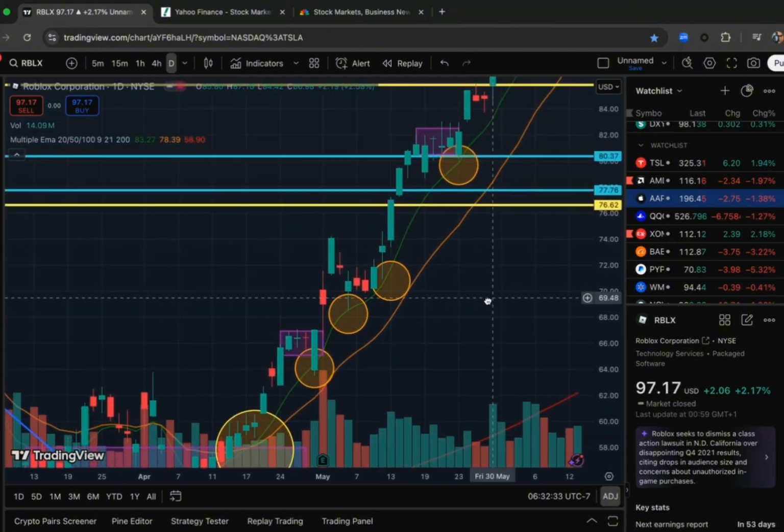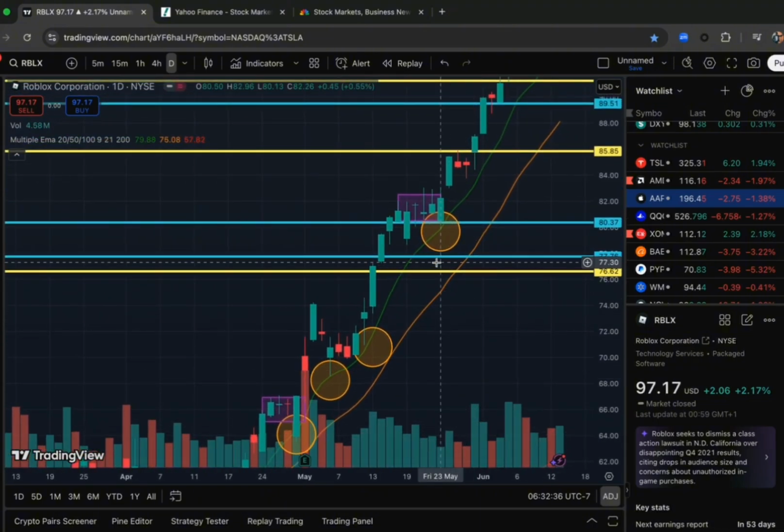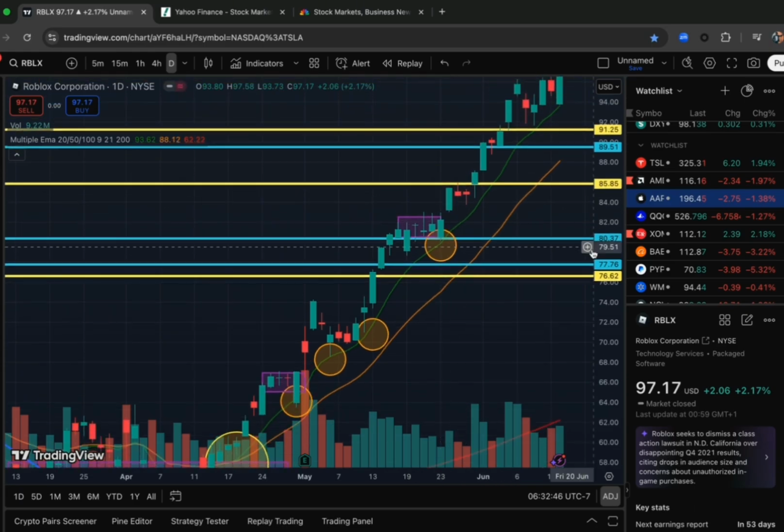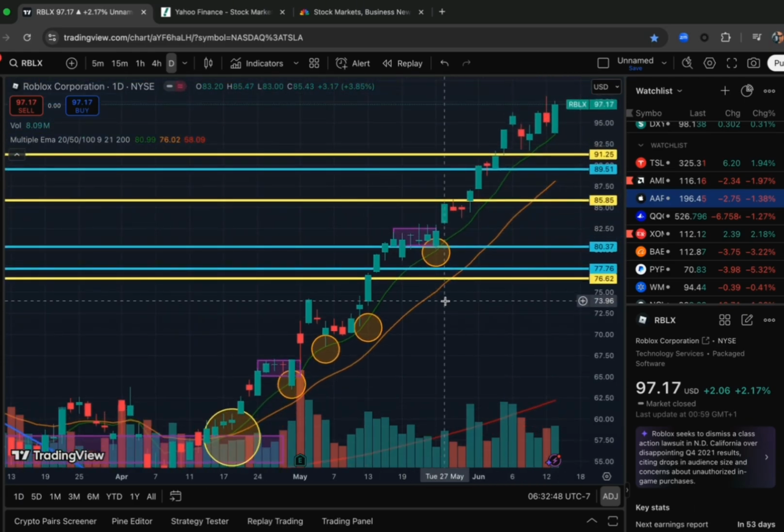Now, I have about 3-4 lines here, which are my resistance points. As you can see, Roblox consistently broke past my resistance points. Even when it consolidated and came back to test the moving average, it completely broke out. That's why it's also important to have price targets, right? If you use support and resistance with this method with EMAs, that's more than enough.